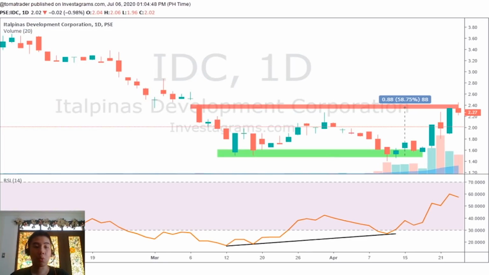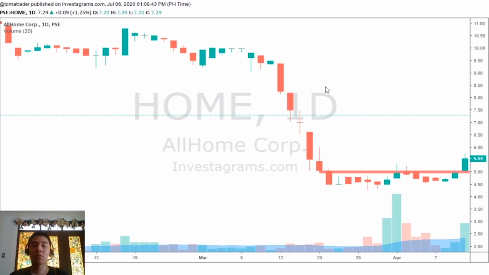After a few days, it went up 58% from that support level, from that bullish divergence double bottom. Tapos nagka-sustaining volume in the coming days pa. So that's for IDC, diba? So yan, signs of accumulation. We have another example here.